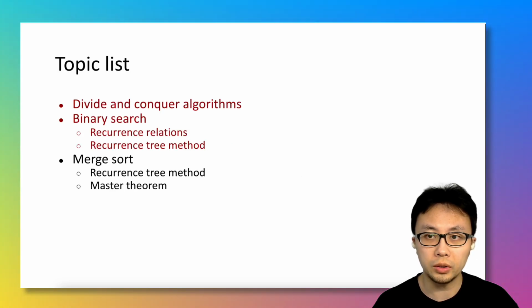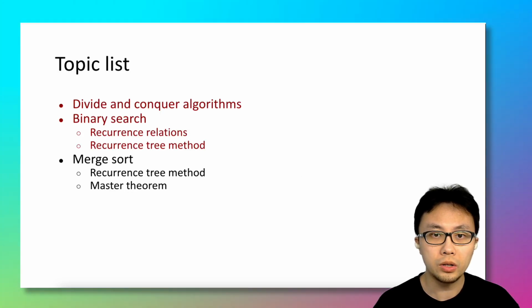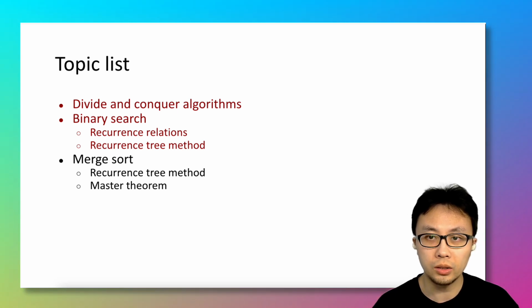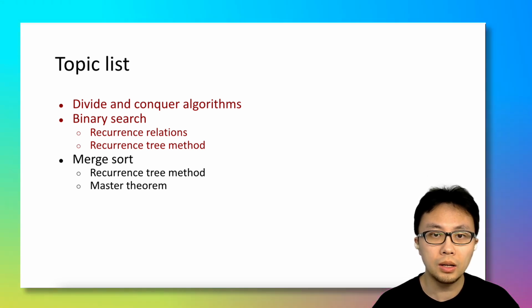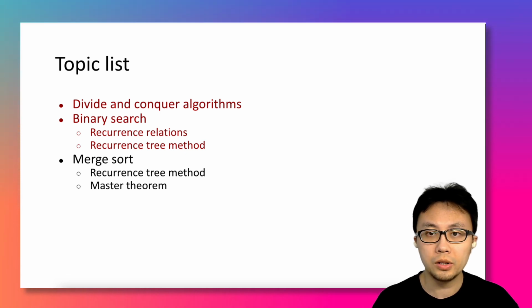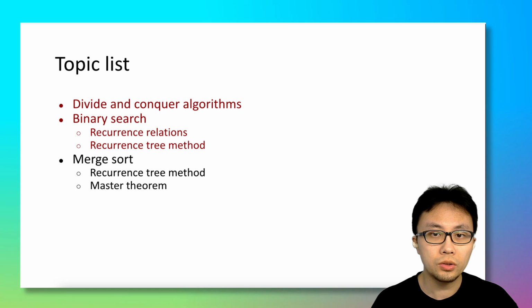In this lecture, we will start by providing a general definition of divide and conquer algorithms. After that, we will dive into an algorithm example, the binary search. We will go over the algorithm and conduct a time complexity analysis on it. As we do that, we will introduce a general approach to analyze time complexity of divide and conquer algorithms, the recurrence tree method.